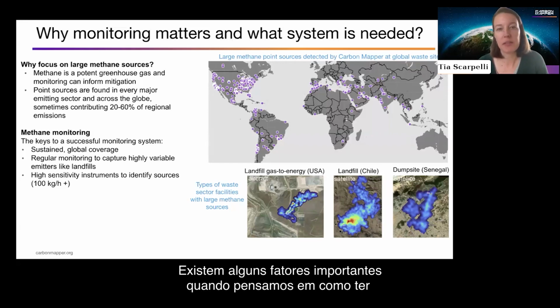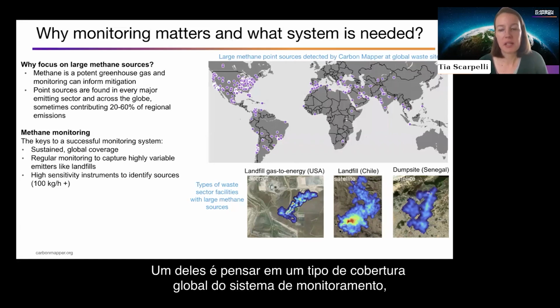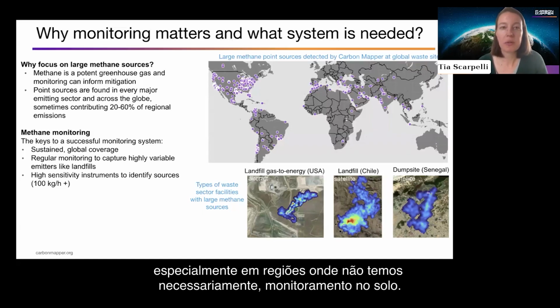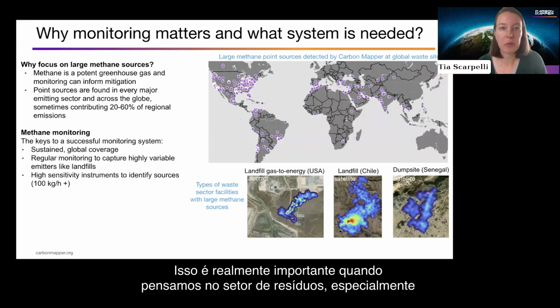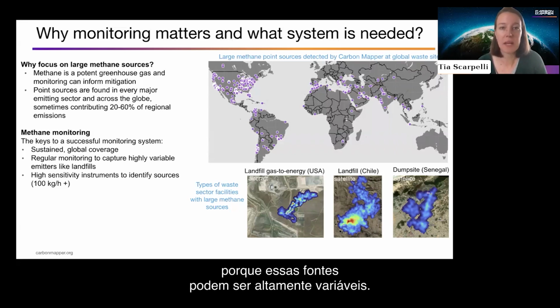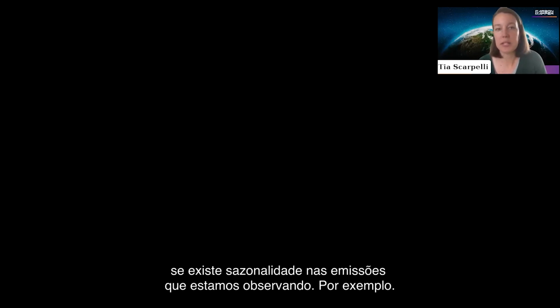There's a couple key factors when we think of how to do this monitoring successfully. One of them is having global coverage of your monitoring system, especially in regions where we don't necessarily have on the ground monitoring, and we might not have any other types of observational data of true methane emissions. Another factor is having regular monitoring. This is really important when we think of the waste sector, especially because these sources can be highly variable. And so having repeat monitoring over time so we can get a feel for, is there seasonality in the emissions that we're seeing, for example.